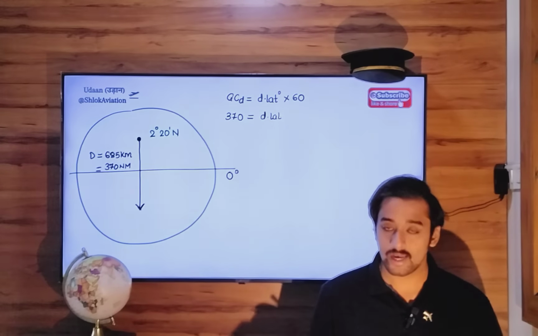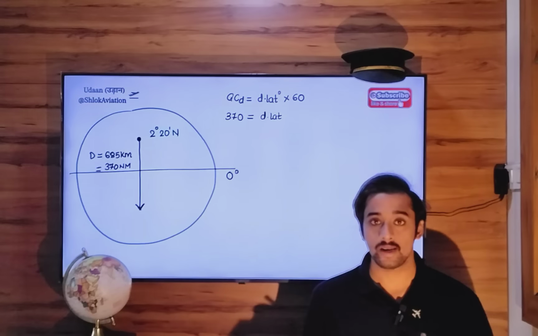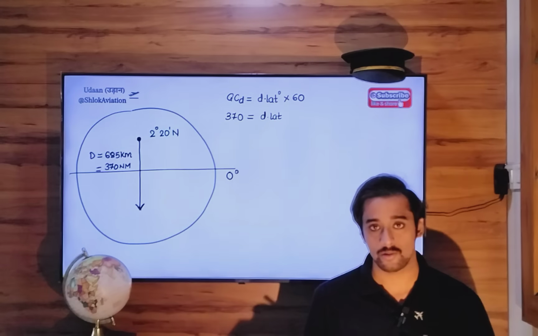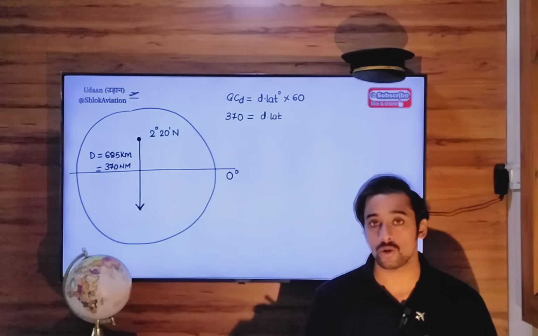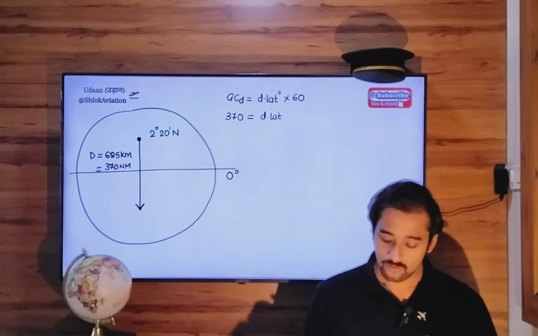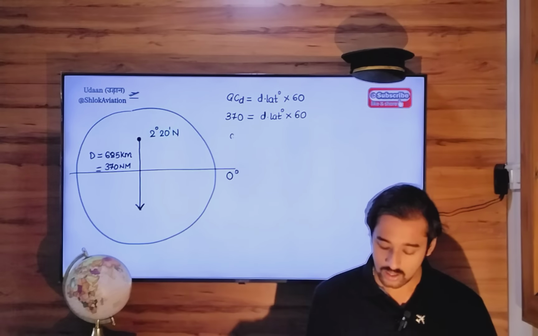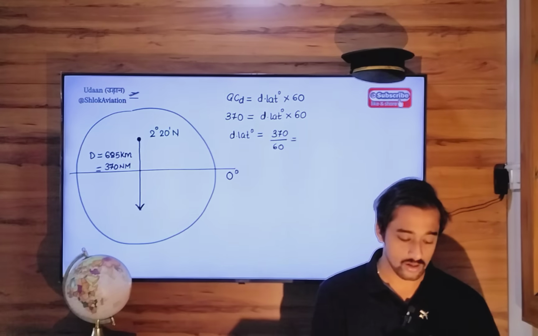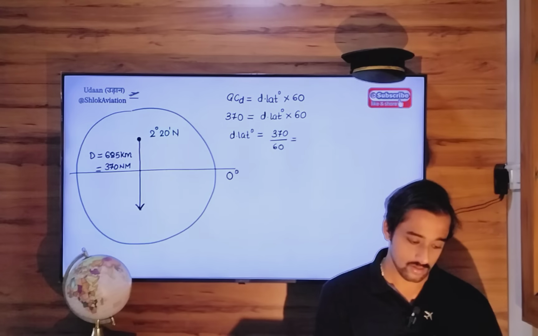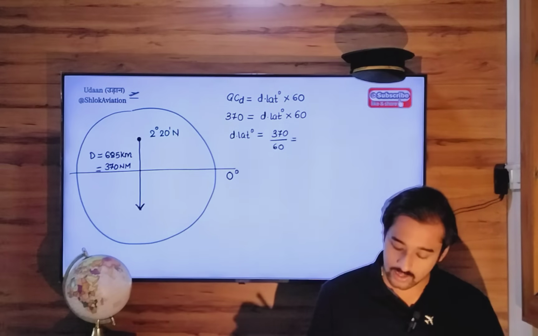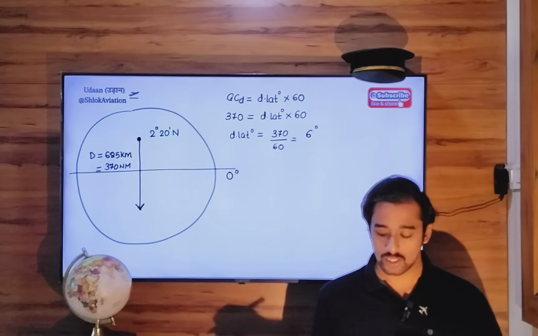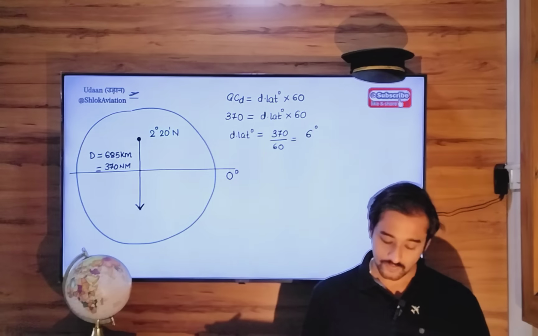We know only one latitude. We have to find out the second latitude or the new latitude. So it's impossible to find the difference between them if you don't know the second latitude. So we write this d latitude as it is, multiply by 60. So d latitude equals 370 by 60, which is 6.1. So approximately 6 degrees.